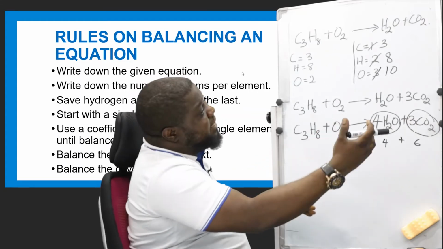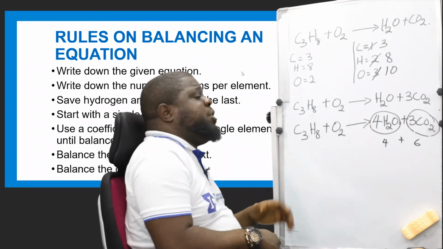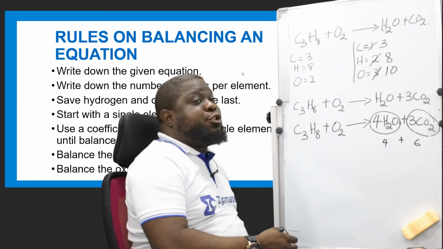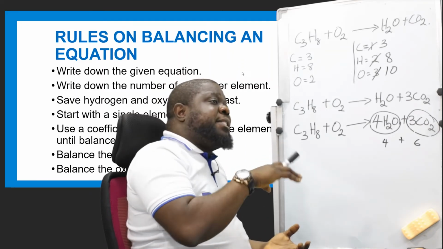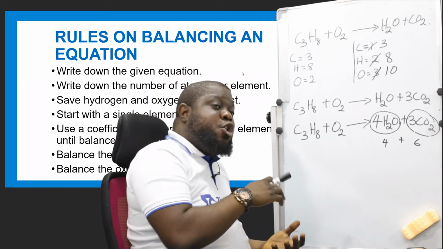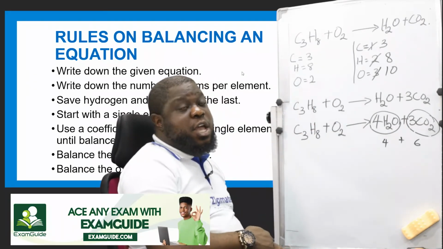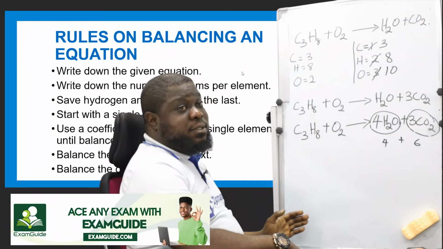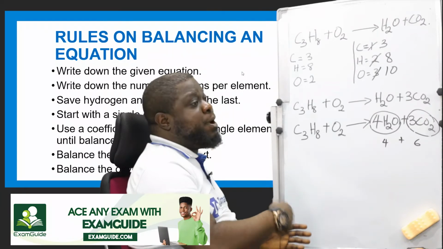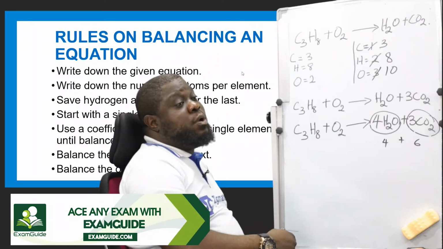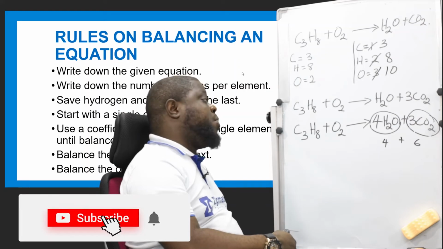Now, in the left-hand side, oxygen is 2. I told you the smaller number of atoms is the one you're going to upgrade to become equal with the bigger number of atoms. If the smaller number is on the right, you upgrade the right to become equal with the left. If it's on the left, you upgrade the left to become equal to the right.